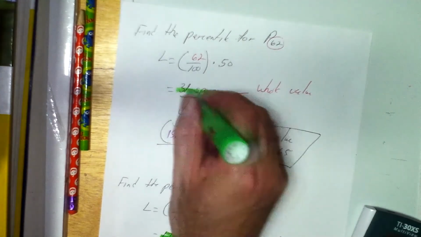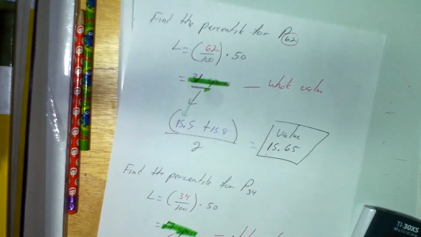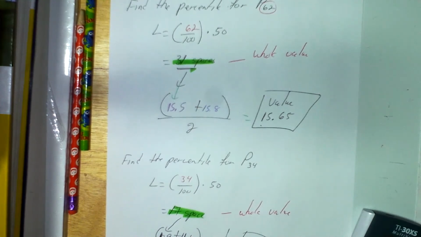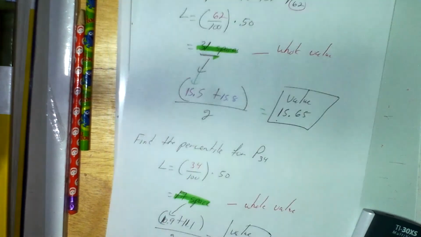Use my highlighter. Whole value. You got to do that. You got to count that many number of spaces, and then take the average of that number and the one right after it. That's how you do converting a percentile into a data value. So that's the fourth, and that's the second rule.